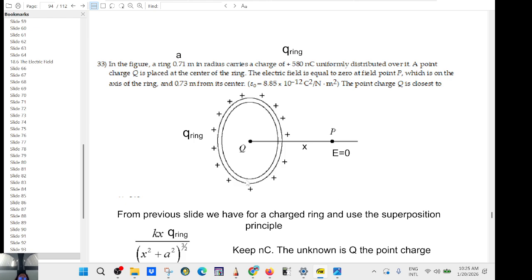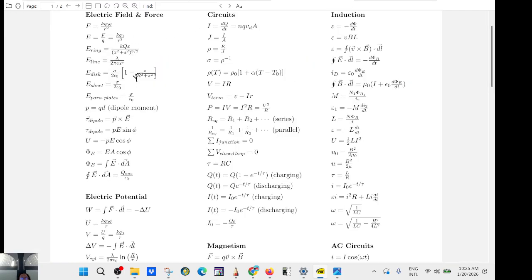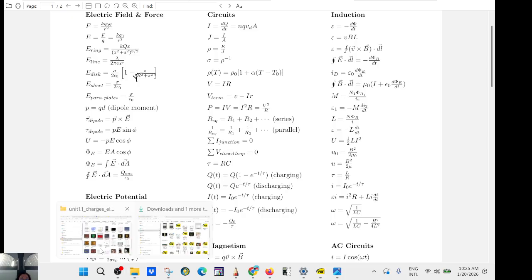Okay, so let's choose again the equations from your equation sheet. So we know the electric field from the ring. Take your calculus equation sheet, the one for the ring, that will be the electric field. Remember, it starts from 0, goes along the x-axis, increases and then decreases again. Do you agree?